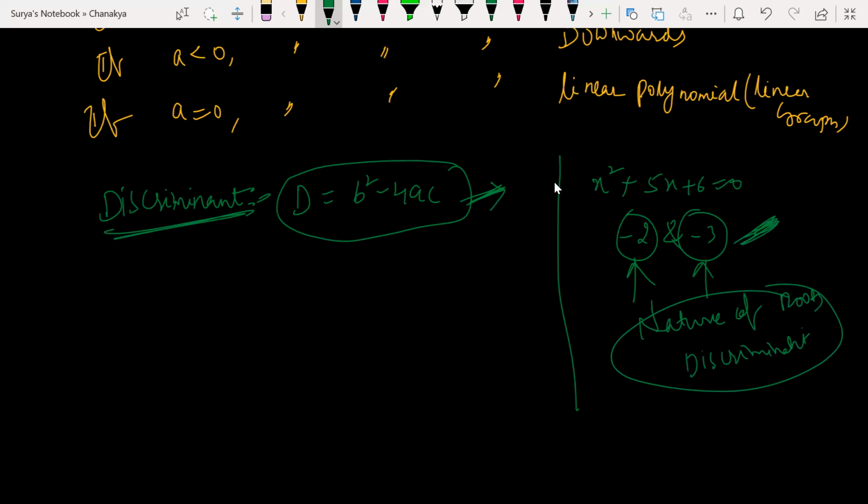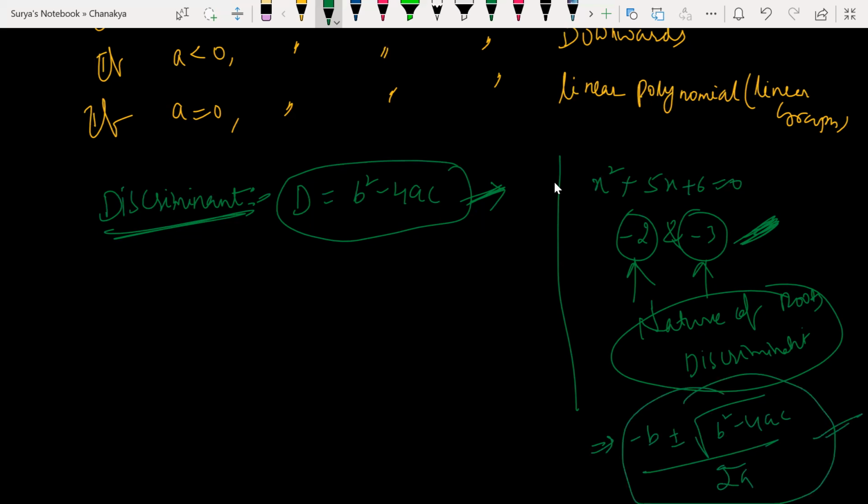Sir, how did you get these roots? By the splitting the middle term method. And we have one more formula: x equals minus b plus or minus square root of b square minus 4ac, divided by 2a. By substituting in this formula also, you can get minus 2, minus 3.